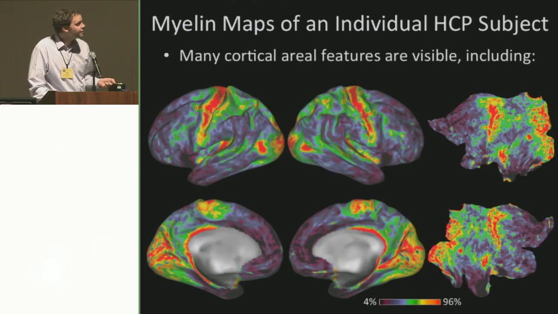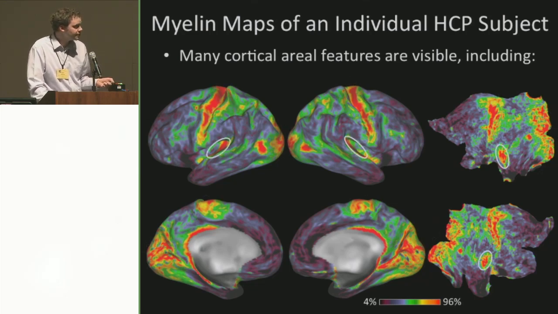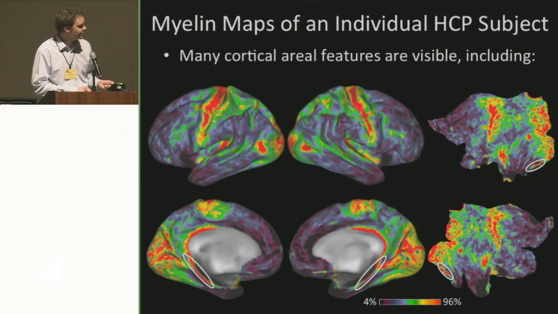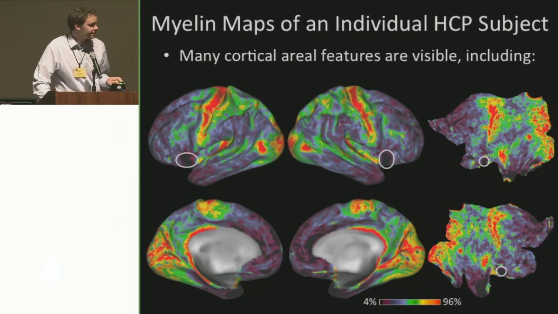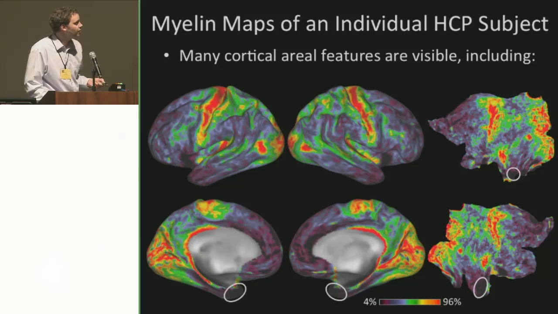Well, we can see many cortical areal features are visible, including early sensory motor cortex, early visual cortex, early auditory cortex, the MT plus complex, retrosplenial cortex here is very distinct. This is actually a white matter pathway that goes through the gray matter, the perforant path, and the subiculum. Frontal eye fields. And we've got a hot spot here in the IPS, we think is the homologue of LIP and VIP. We also have very lightly myelinated areas that we can see, including the anterior insula, anterior cingulate, and temporal pole.